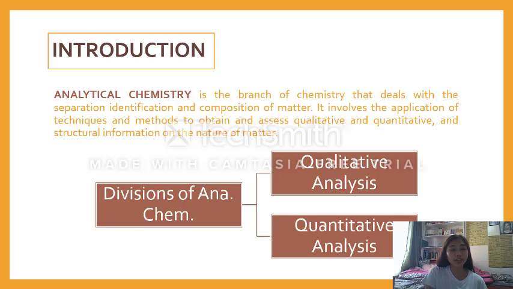So for the introduction, let us first define what is analytical chemistry. So it is the branch of chemistry that deals with the separation, identification, and composition of matter. It involves the application of techniques and methods to obtain and assess qualitative and quantitative and structural information on the nature of matter. So analytical chemistry is divided into two.